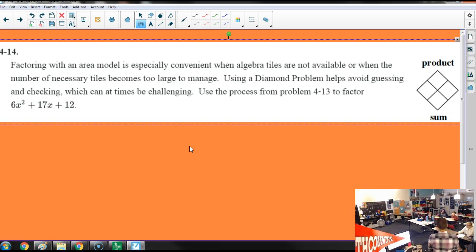So everything we just did, let's do this independently. Work through this: 6x squared plus 17x plus 12. Please write down the trinomial first. I'll even do it.